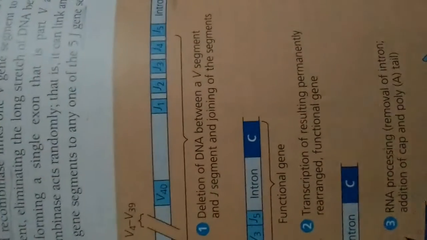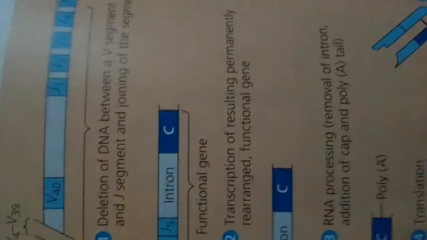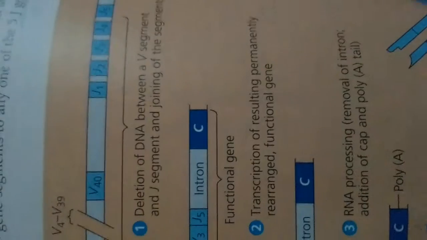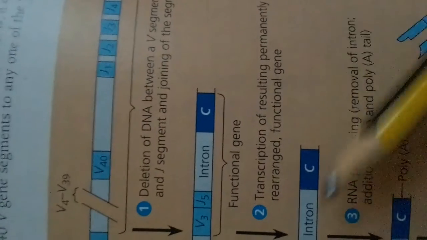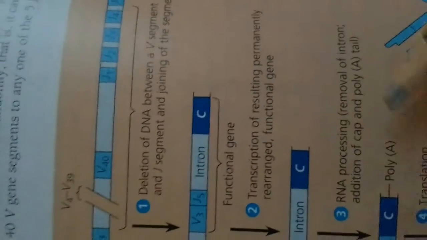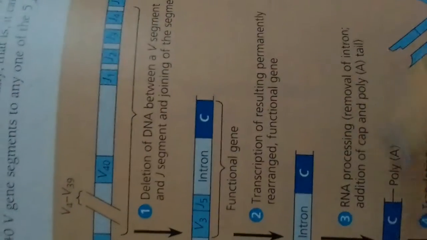So for the light chain gene, there are 200 possible gene products, 40 V by 5 J, which means 200. In any one cell, however, only one of the 200 possible light chains is made. Once V and J rearrangement has occurred, the gene can be transcribed. The resulting pre-mRNA is processed, forming mRNA that is translated into a light chain containing a variable region and a constant region.